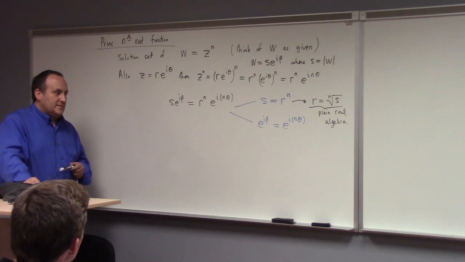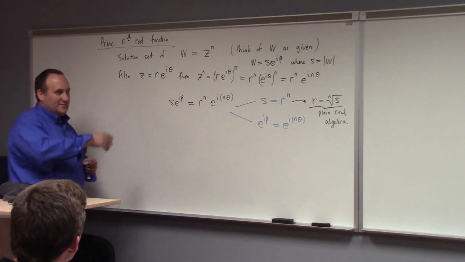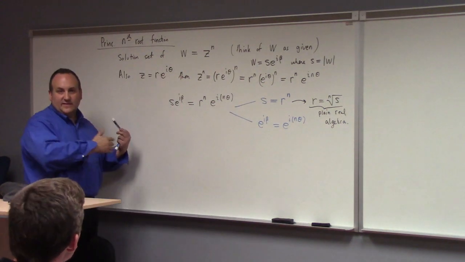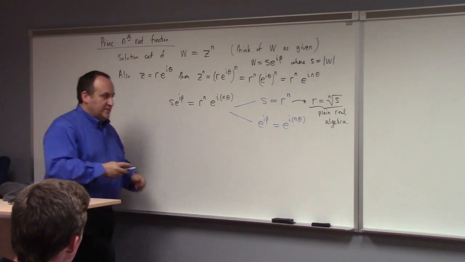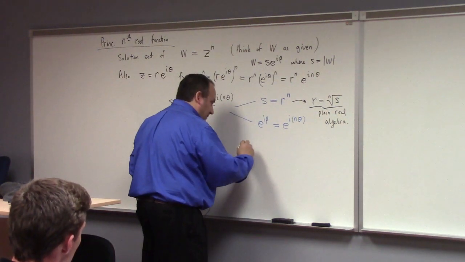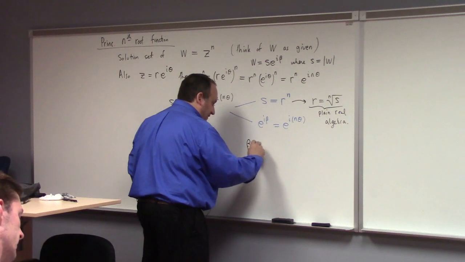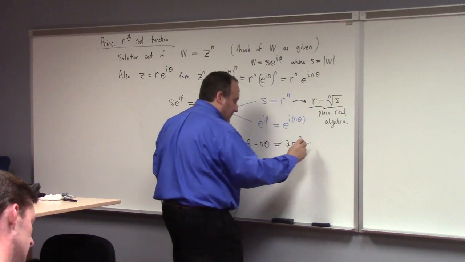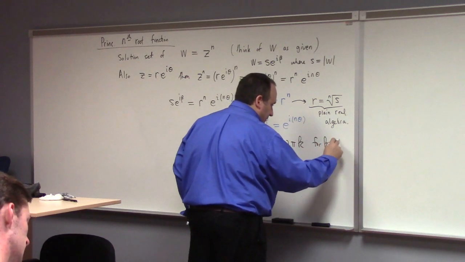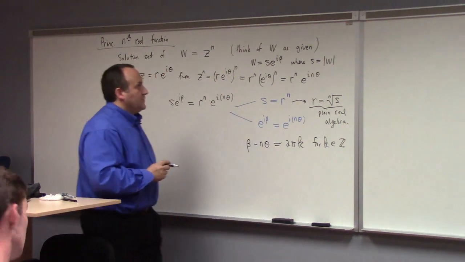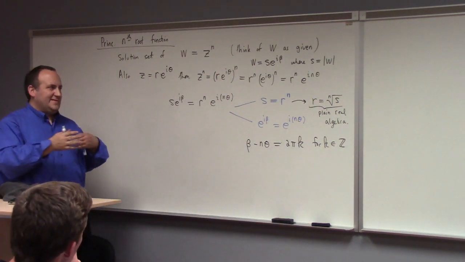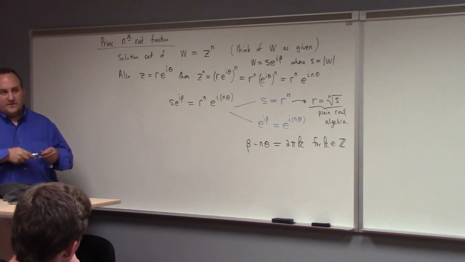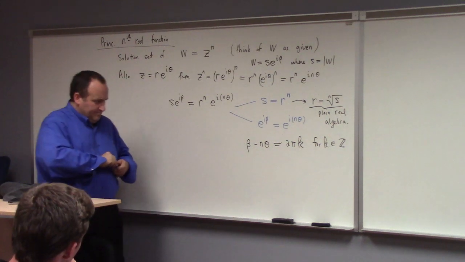On the other hand, for the imaginary exponentials, there's some fine print here. What does this tell you? Remember, that means that the cosine and the sine of those angles both match. So as we discussed last time, this would mean that beta minus n theta is equal to 2 pi k for some k in the integers. Remember that s and beta are given. We solved for r, and now we're trying to solve for theta.